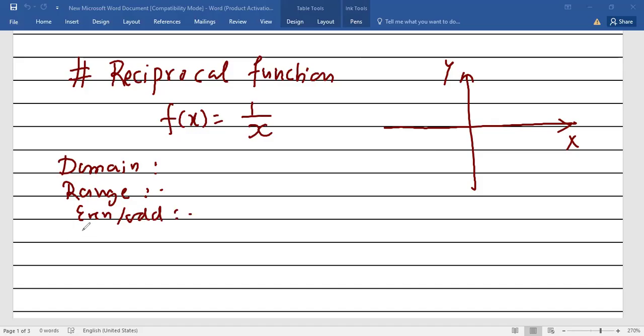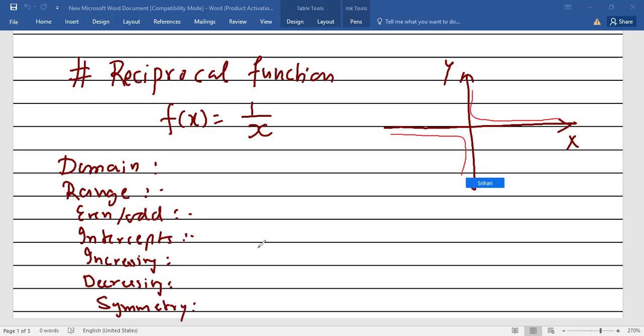Find out the intercepts, if any, whether it is increasing or decreasing, and about the symmetry. So first you plot the graph. Yes. So the graph looks something like this.